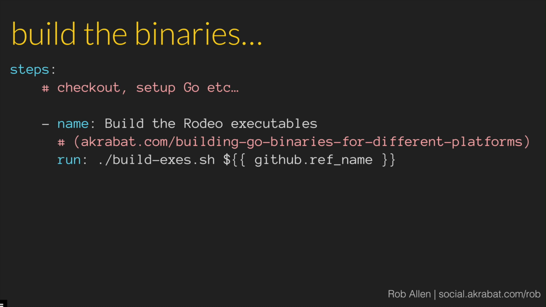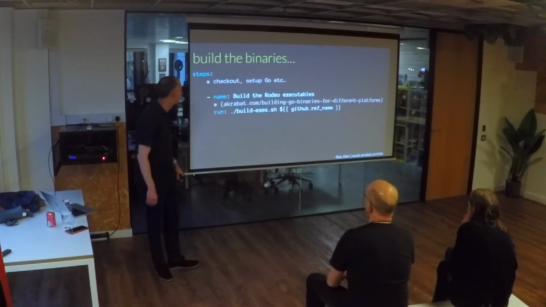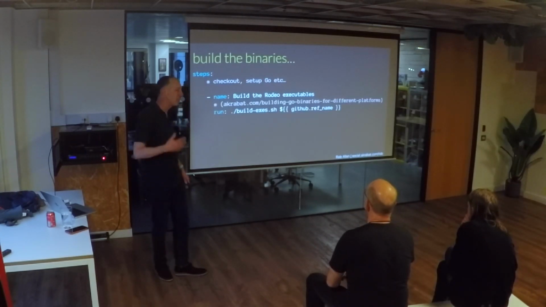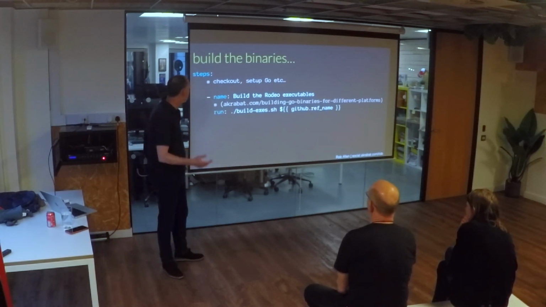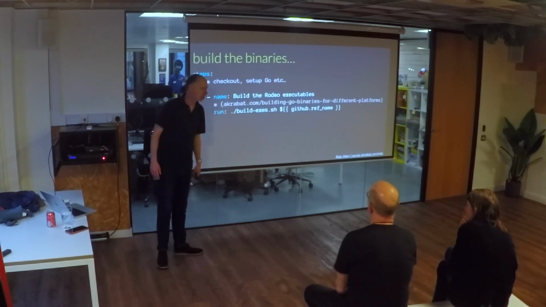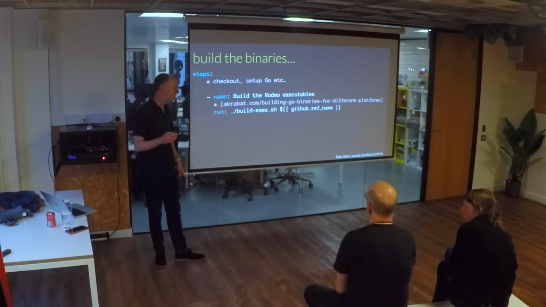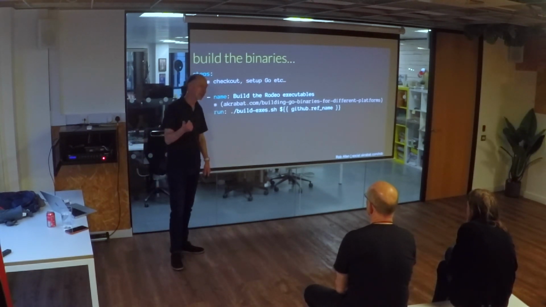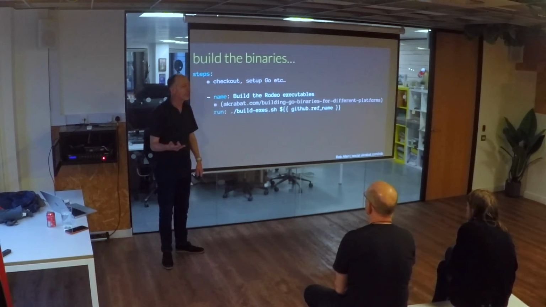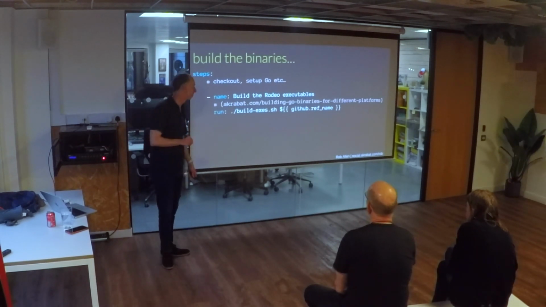Obviously there's the whole checkout stuff, but you've seen that now, it's boring. Got to set up Go because it turns out that Go is not installed on every computer either. And then we can just build the Rodeo executables. And as I say, they build for different platforms. So although I'm running on Ubuntu Linux here, my little script called build.exe will generate the Mac binary, it will generate the Windows binary, it will generate the Raspberry Pi binary automatically for me. That's a really cool feature.